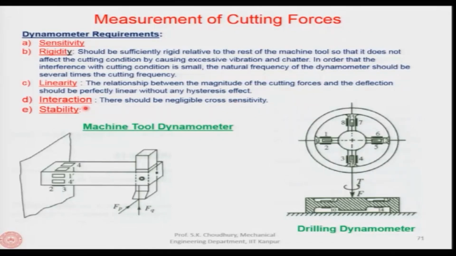And of course, the dynamometer has to be stable enough, so that the whole system is not affected by the stability of the dynamometer itself.